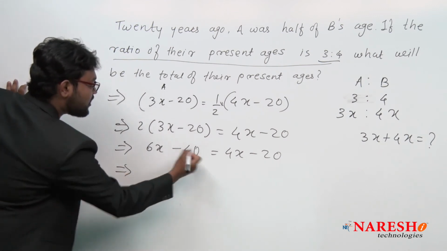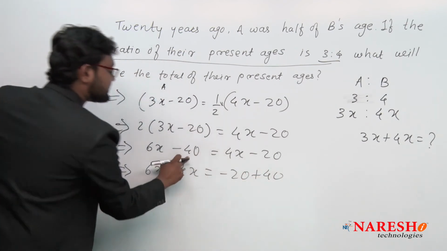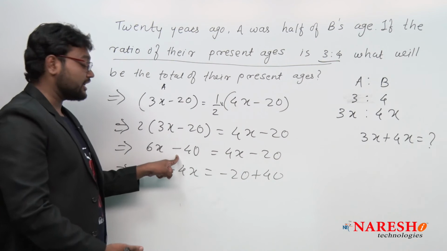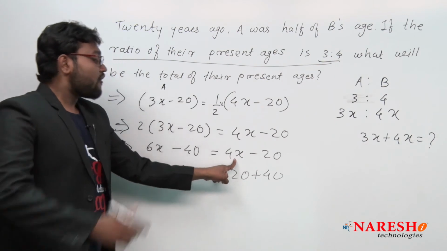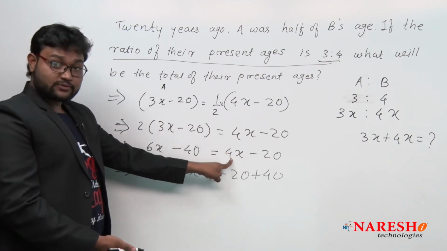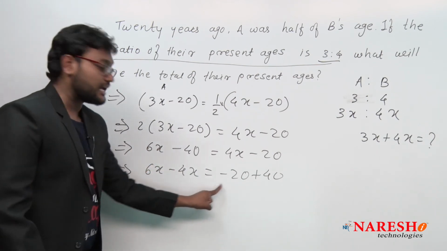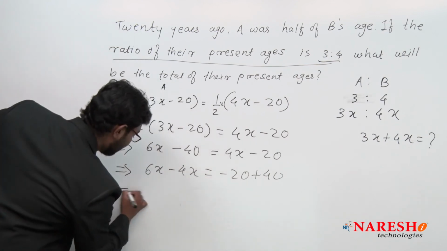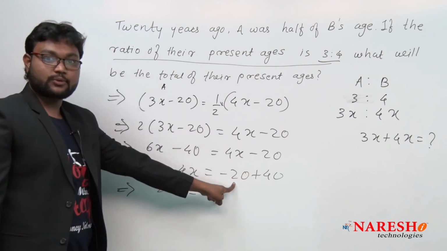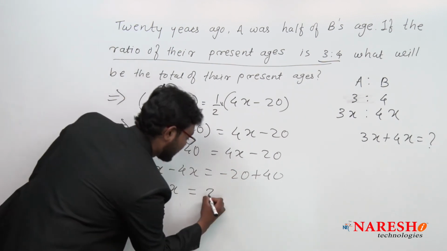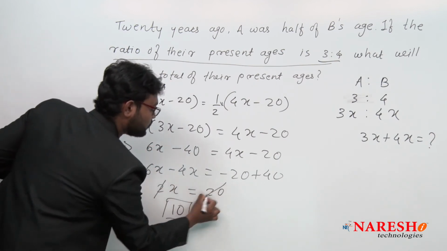Now the next step is 6x minus 4x equals minus 20 plus 40. When this 40 goes to the other side, its minus sign converts into positive. This 4x has a positive sign, and whenever 4x comes to this side, it changes into minus. So 6x minus 4x equals minus 20 plus 40. If we solve further, 2x equals 40 minus 20, which equals 20. So we are getting the value of x as 10. 2 1s are 2, 2 10s are 20.